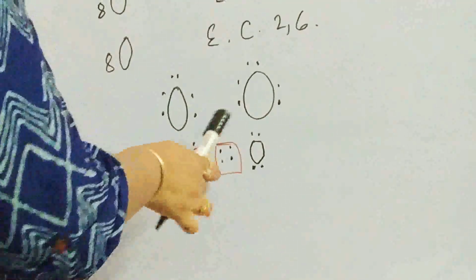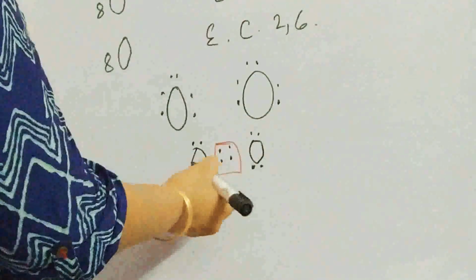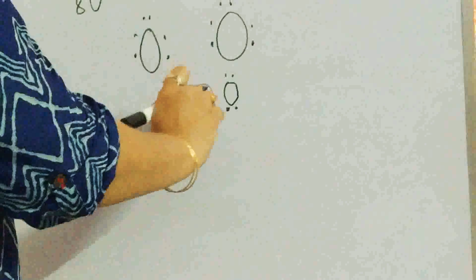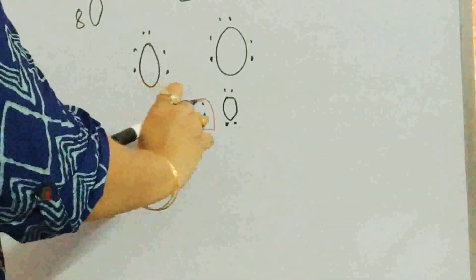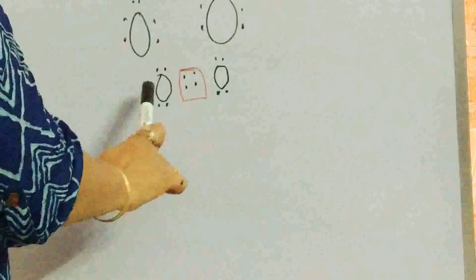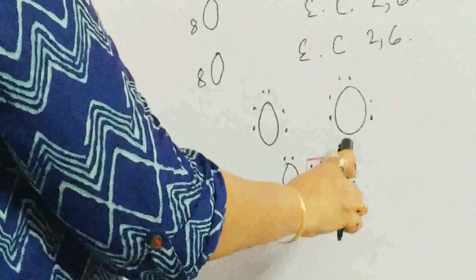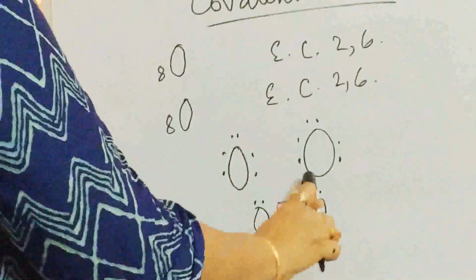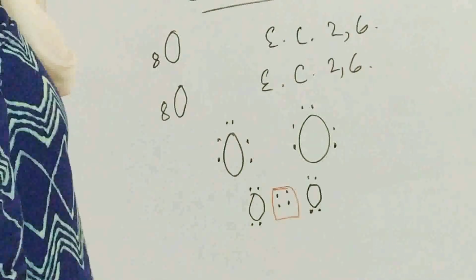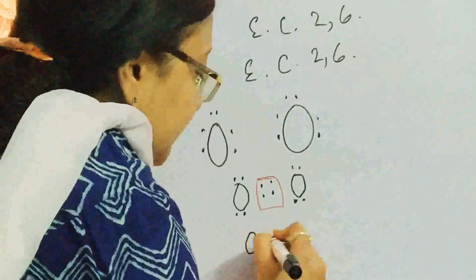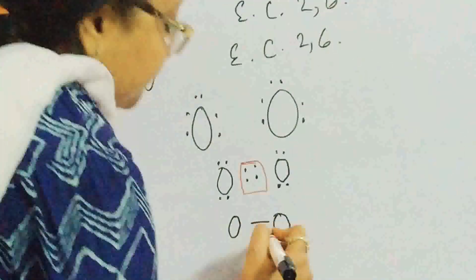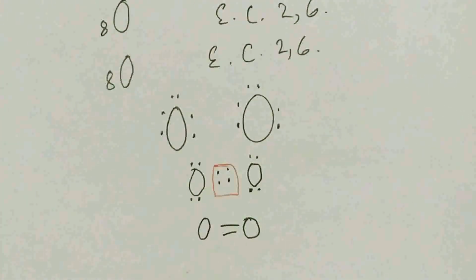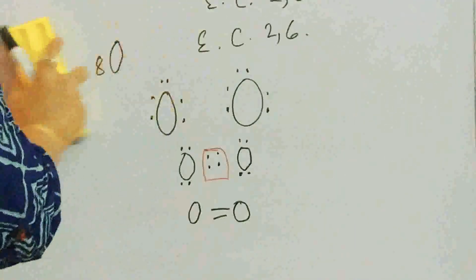Now how many electrons does this oxygen have? 4 of its own, and 2 pairs, that is 4 electrons from the shared pairs, so it is attaining octet configuration. For this oxygen atom also, 4 electrons plus 4 make 8 electrons. It is also having the octet configuration. That is how the oxygen molecule is formed. This is the sign for a double covalent bond. Now I will show you the triple covalent bonds.